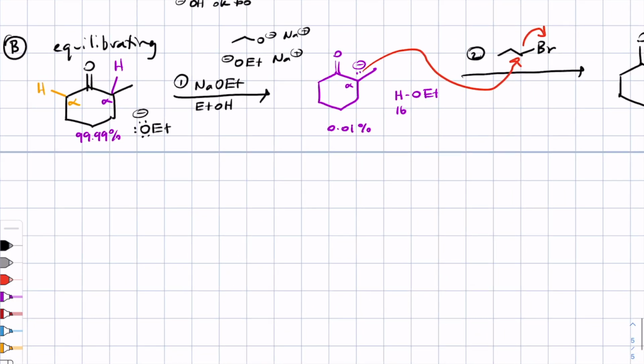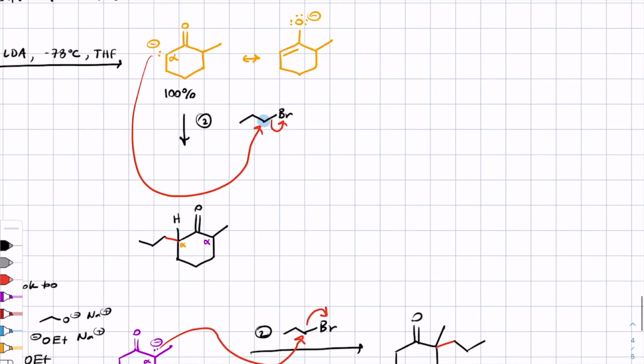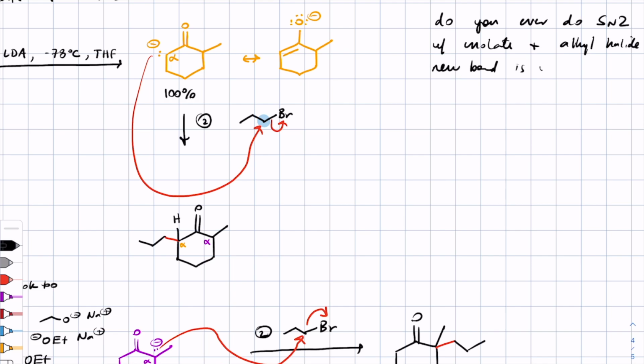On which oxygen to make the ether? Okay, so that's interesting. Yeah, so that might be a problem for both of these. The question that's being asked is, do you ever do SN2 with the enolate and alkyl halide such that the new bond is with the carbonyl oxygen?